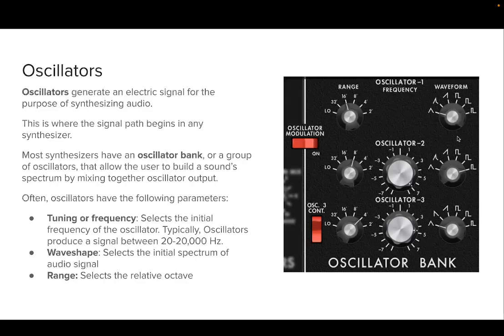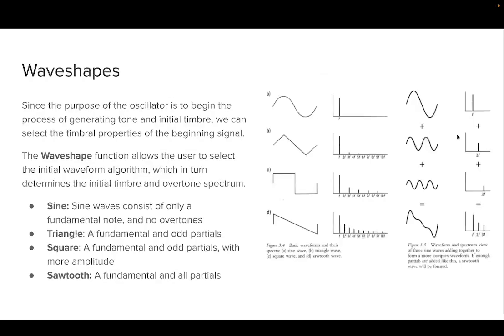The range selects the relative octave, which I just discussed. Since the purpose of the oscillator is to begin the process of generating tone and initial timbre, as we saw in the previous slide, we can select the timbral properties of the beginning signal. The wave shape function allows the user to select the initial waveform algorithm, which in turn determines the initial timbre and overtone spectrum.